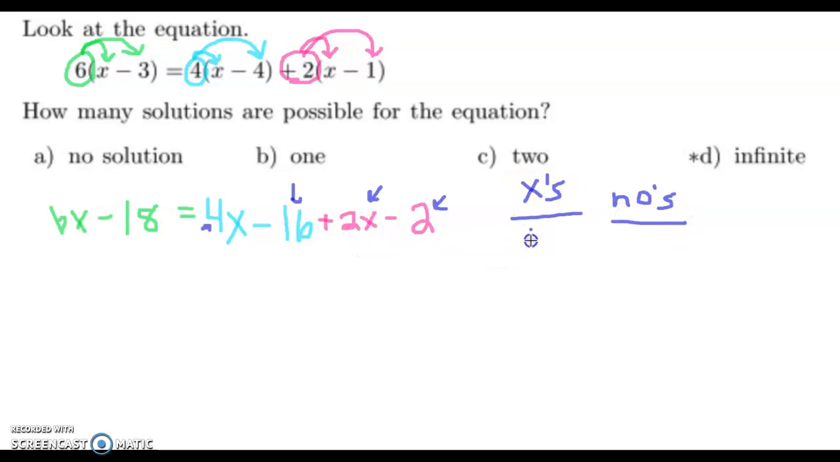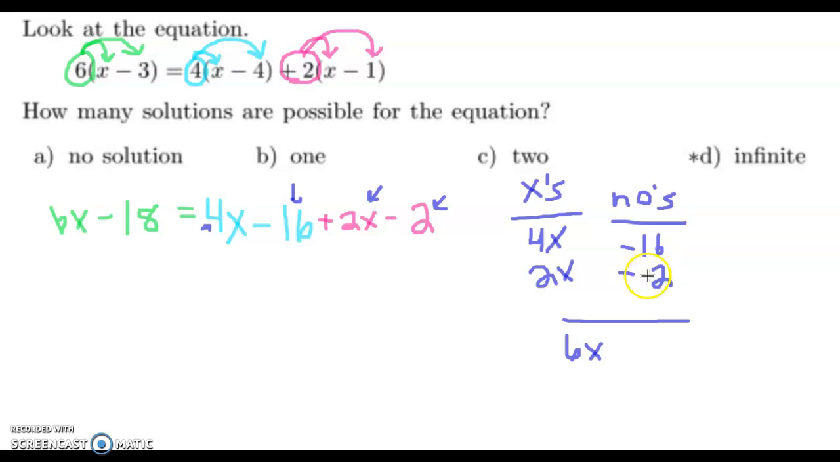For my x's, I have a positive 4x and I have a positive 2x. For my constants, I have a negative 16 and a negative 2. I go ahead and put them together. 4x's plus 2x's is 6x's.